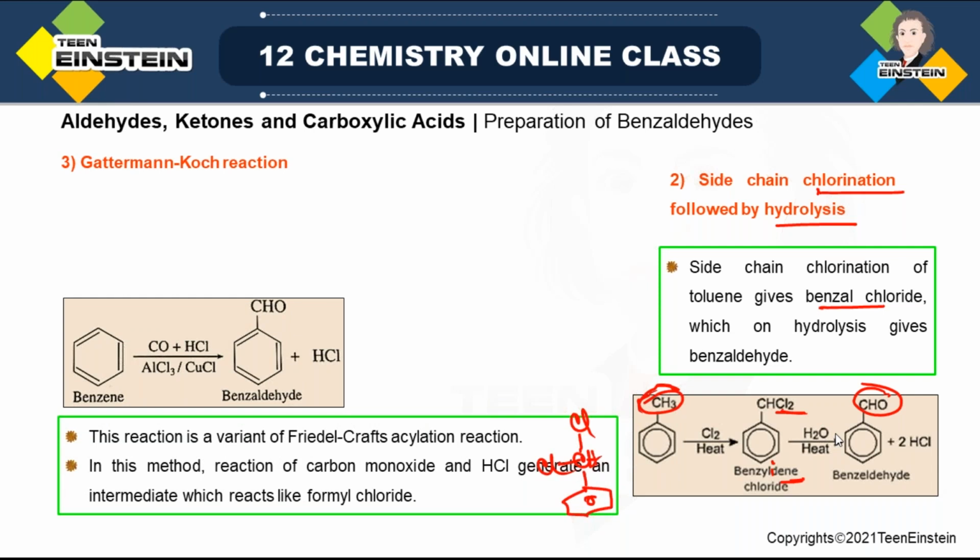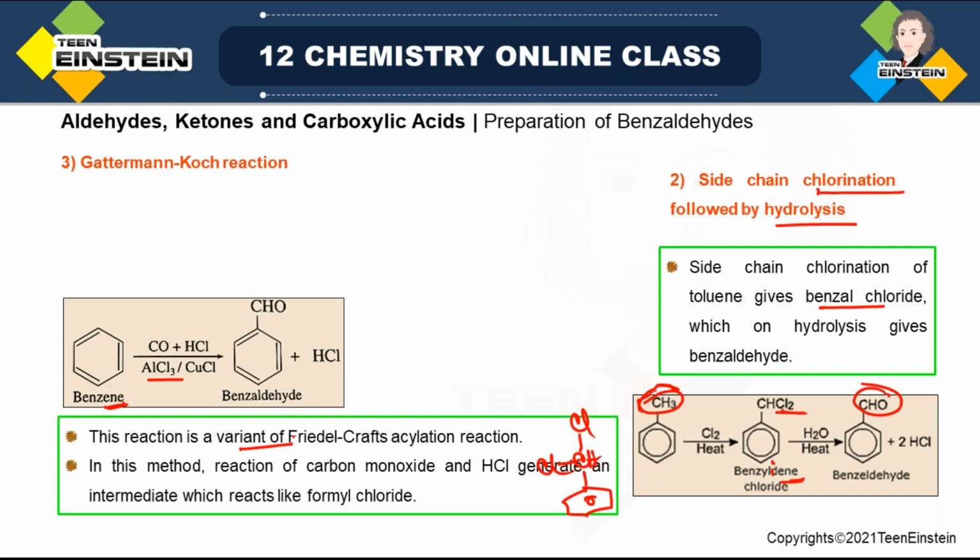Number 3, Gatterman-Koch reaction. In this reaction, the starting material is benzene, and the reagent combination we are using is carbon monoxide and HCl. There is also the presence of the Lewis acid AlCl3 and CuCl. Here we are getting benzaldehyde. So this reaction, you can say, is another variant of Friedel-Crafts acylation.